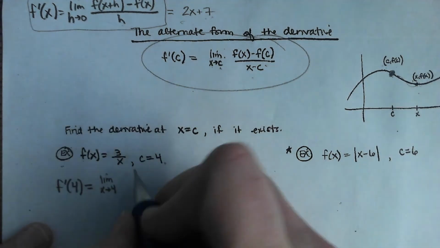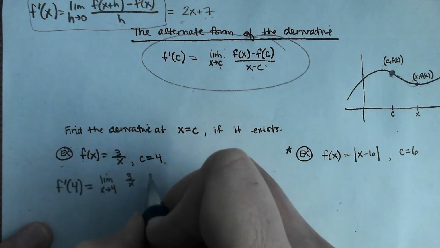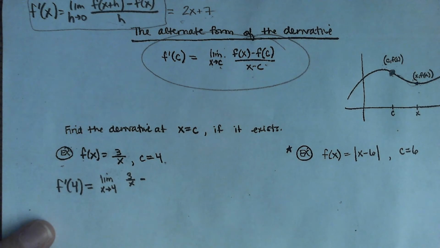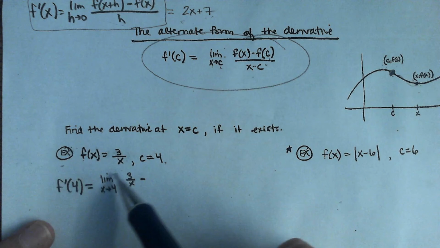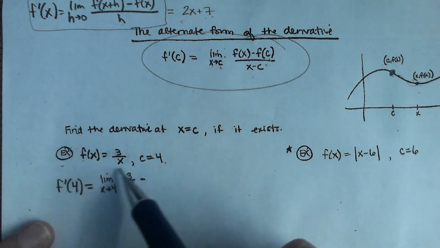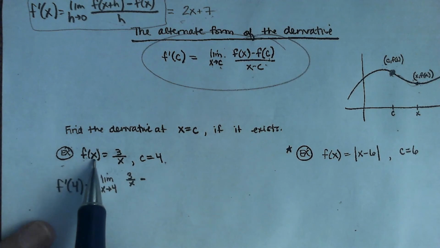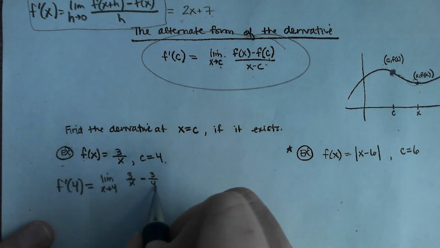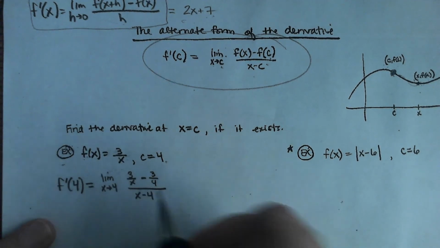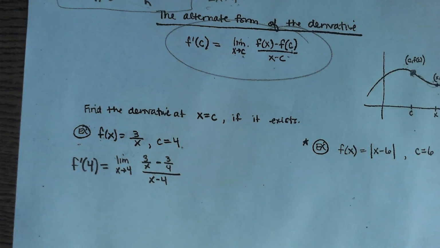And f of x is 3 over x, minus f of c, which would be f of 4 in this case. What's f of 4? f of 4 equals 3/4, all over x minus 4. We still can't plug in 4 right away to find the limit. We still need some manipulation, but there's less simplifying. There's none of those x plus h's to worry about.